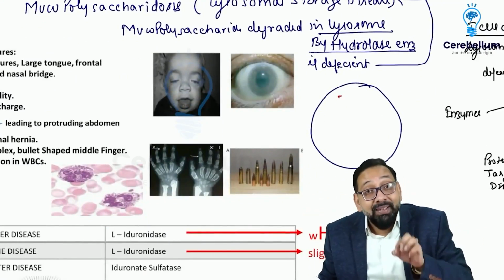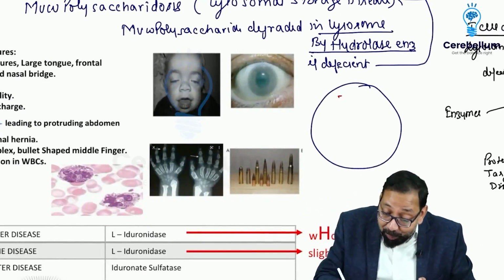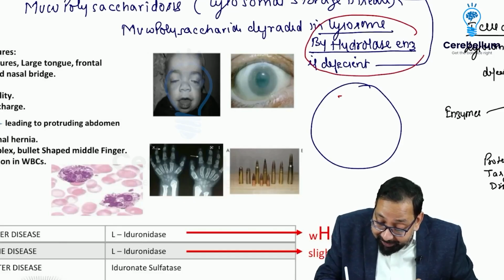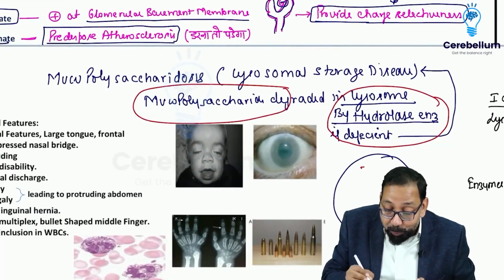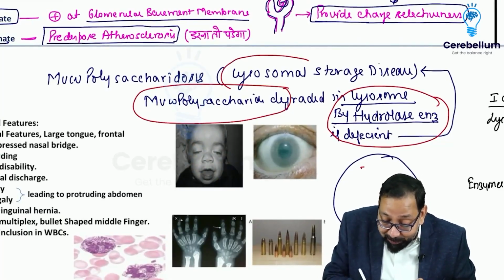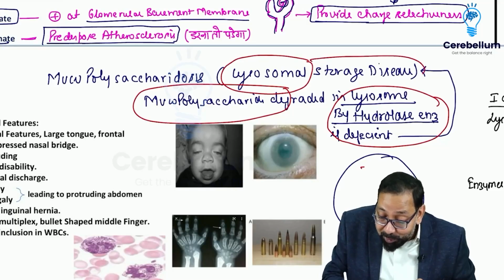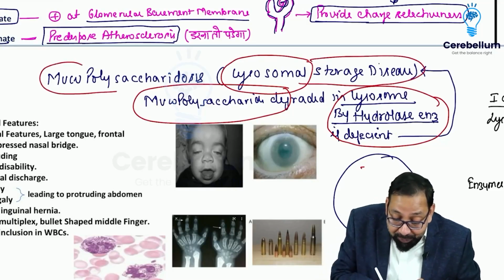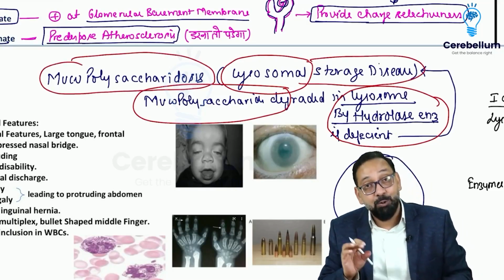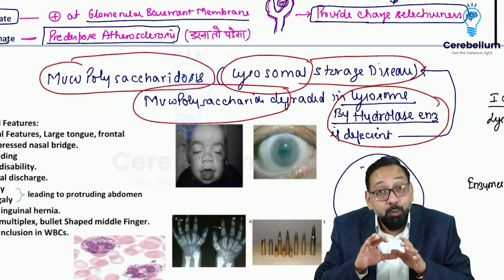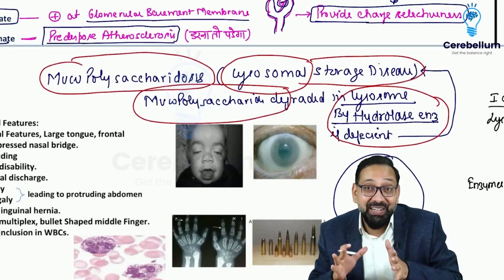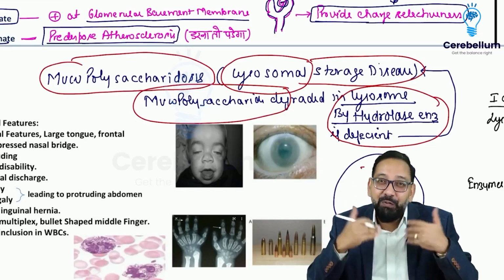We found that in the lysosome, if a hydrolase enzyme is deficient, then mucopolysaccharide will not be degraded. This mucopolysaccharide will accumulate in the lysosome. So this is a lysosomal storage disease, mucopolysaccharidosis, where a hydrolase enzyme is deficient. When this mucopolysaccharide is not degraded, it will accumulate at different places.